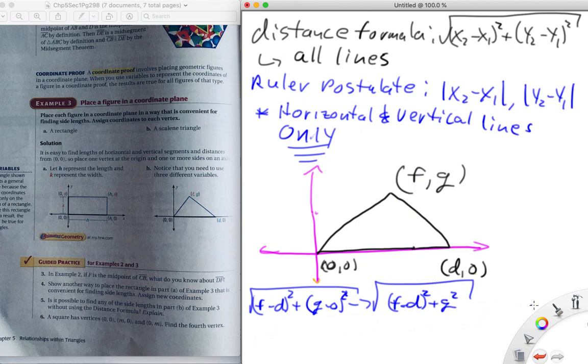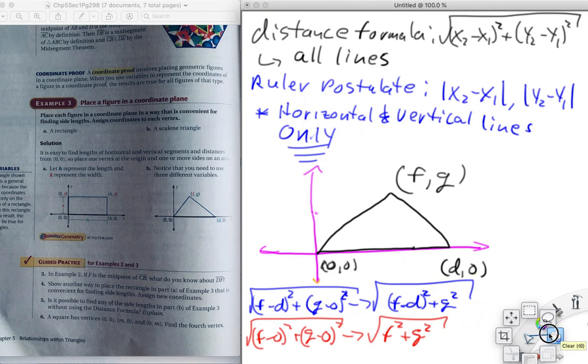If I wanted to do F, G and 0, 0, this would be F minus 0 squared plus G minus 0 squared, square root. This would be F squared plus G squared, square root. Again, that's all I can do. And this distance formula works for all lines. Ruler postulate we can use on horizontal and vertical only.